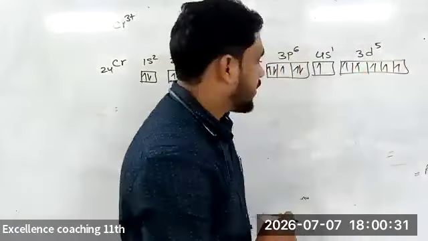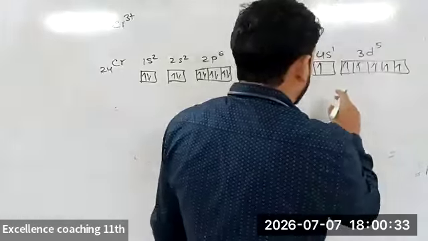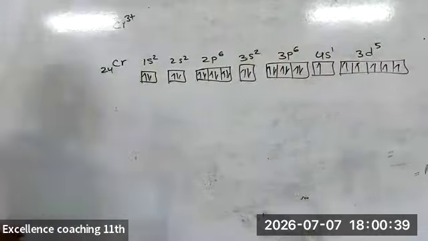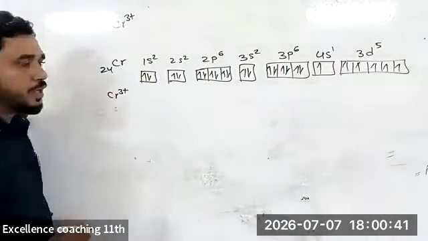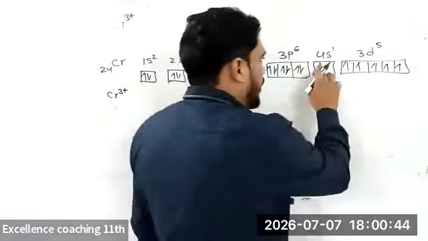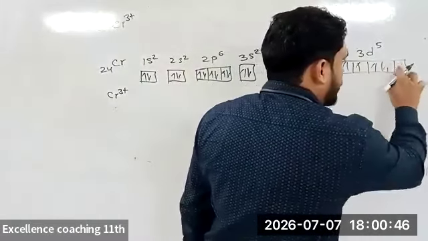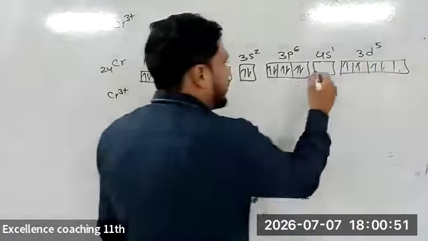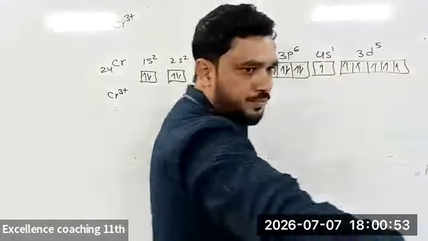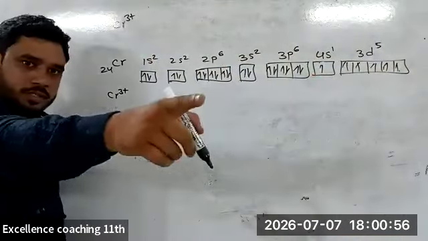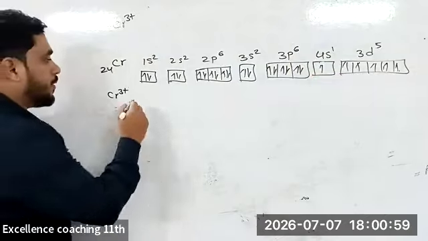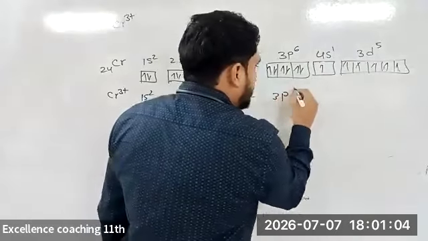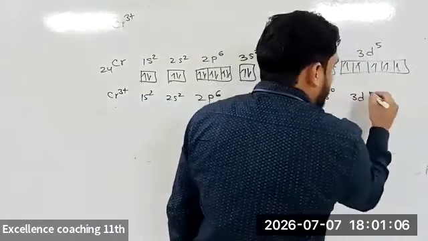Correct, sir? Thank you very much. 3p, 6. Clear, done. So chromium 3+ means we have to remove what? 3 electrons. So I will remove 1 electron from here and 2 electrons from here. Correct, sir? So we will get 4s0, 3d3. So the electronic configuration will be, you understood now? All understood? Yes? Clear? Okay, so it will be 1s2, 2s2, 2p6, 3s2, 3p6, 4s0, and 3d3.